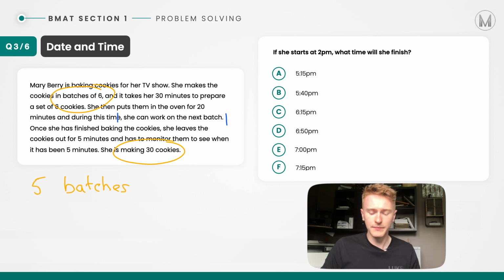So, going through it, she takes 30 minutes to prepare, 20 minutes in the oven, and then a final 5 minutes where she's simply just watching the cookies because she's got nothing better to do. So, all in all, that means that we're dealing with 55 minutes per batch.